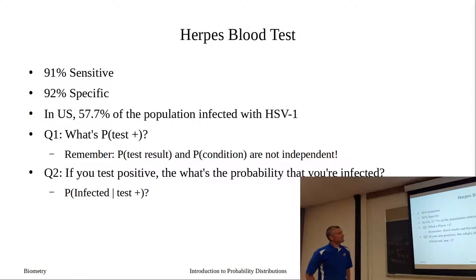What does that mean? What is that 92% specific? Yeah, okay, so if we actually don't have herpes, then we have a 92% chance that the test comes back negative. This is very different from the accuracy of a test.